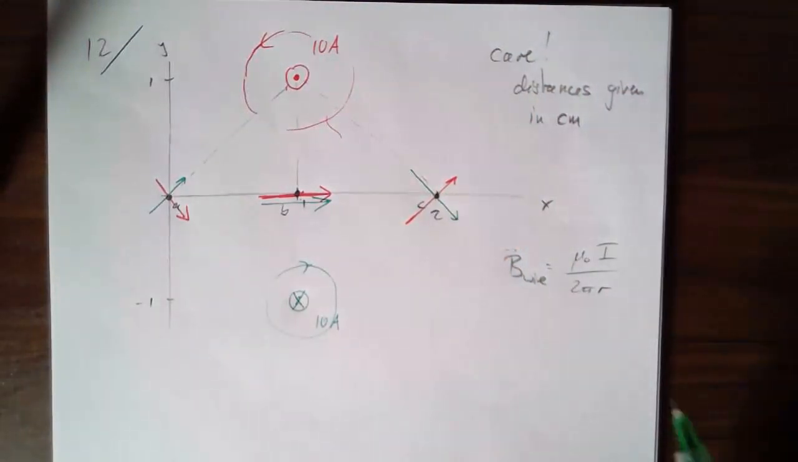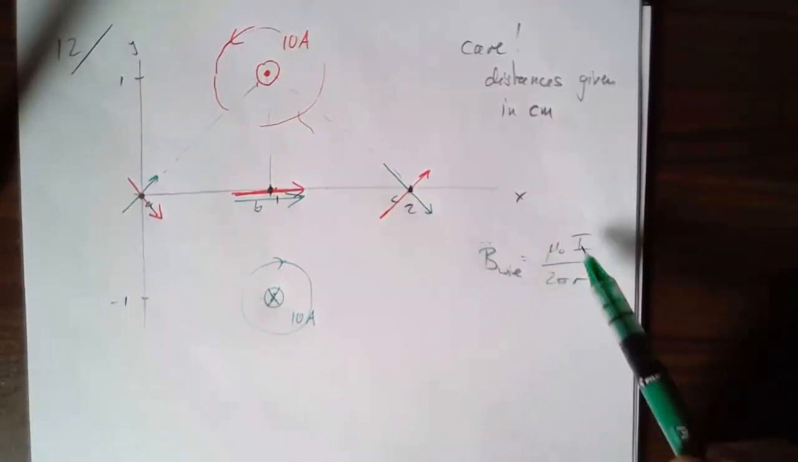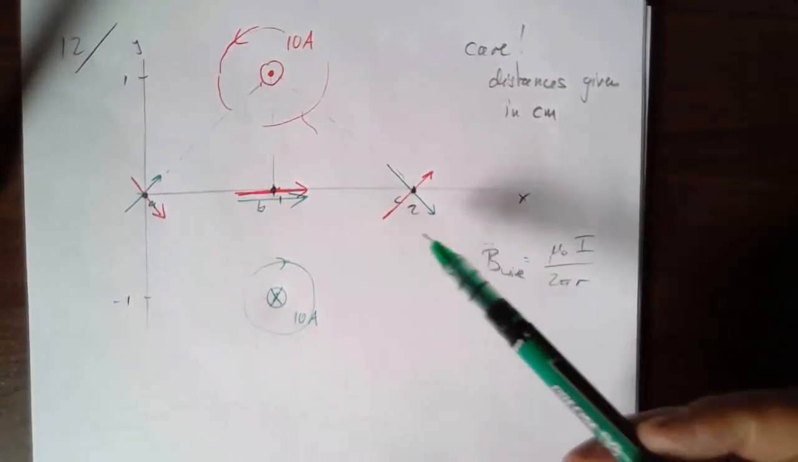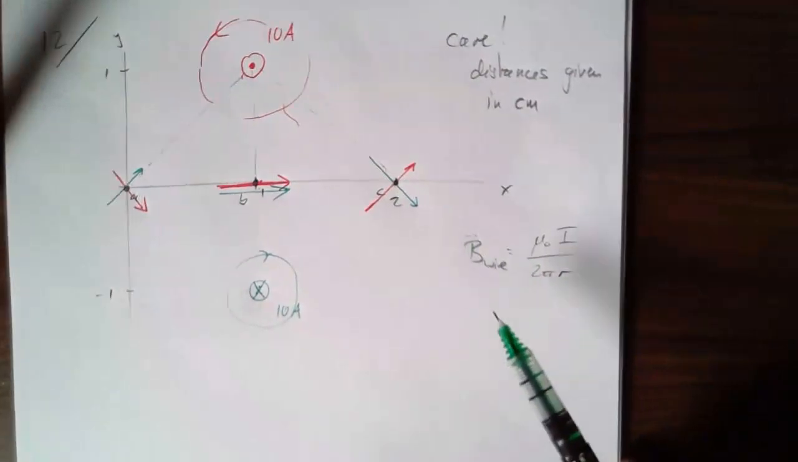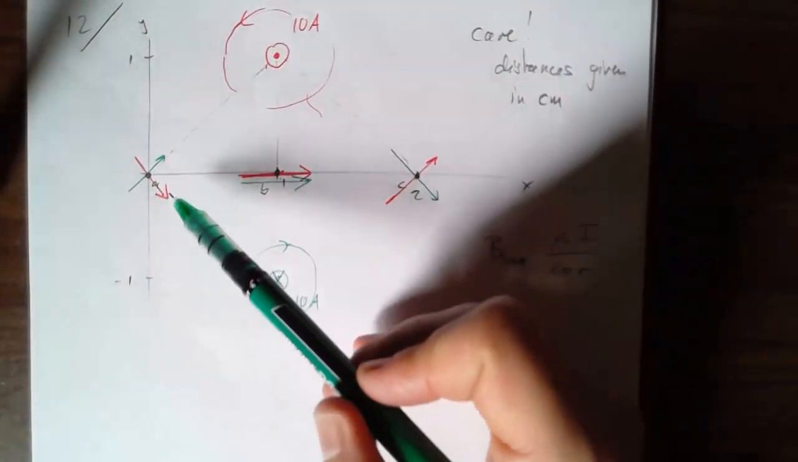Now for each one, you can find the strength using this expression here. So you're going to do it like 6 times, although it should be fairly easy because many of the values are the same. And then you add them, but you add them as vectors.